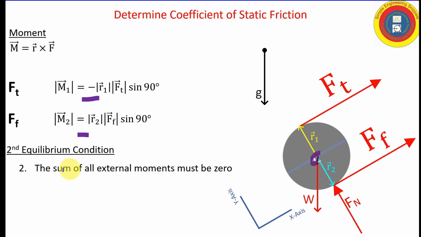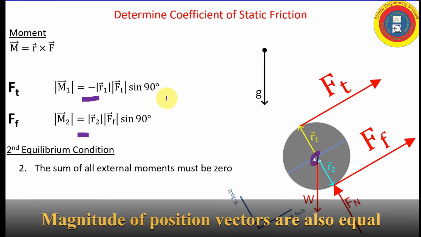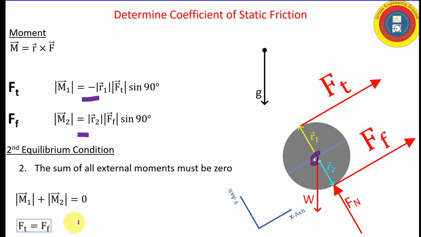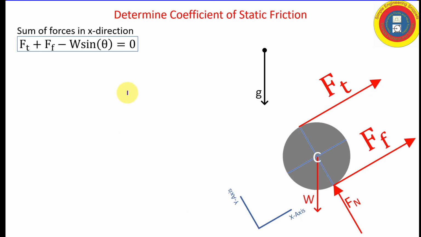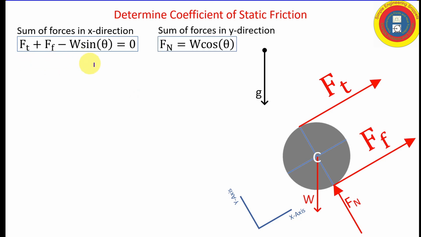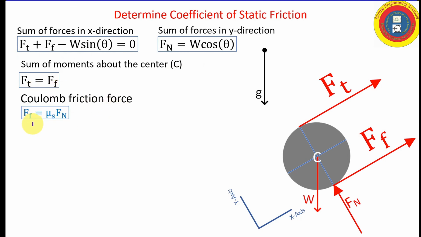All right, so let's go ahead and apply these moments to our second equilibrium condition. So we're going to be equating them equal to each other. Clearly, sine 90 degrees is going to cancel out. And when we do this, we get that the force on the rope is equal to the force of the friction. So this is going to be enough to give us closure. So let's review. We have an equation from summing the forces in the x direction and the y direction, moments about C, and we have the Coulomb friction force. So let's put these together.